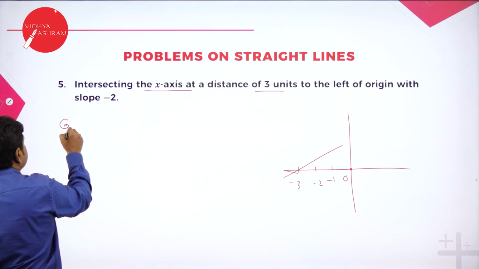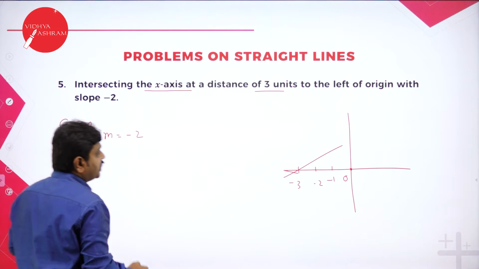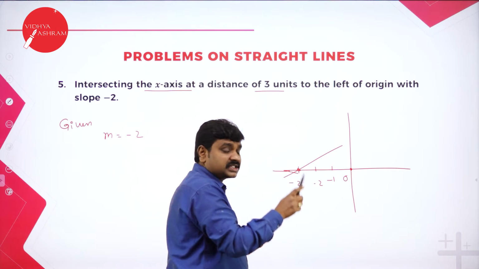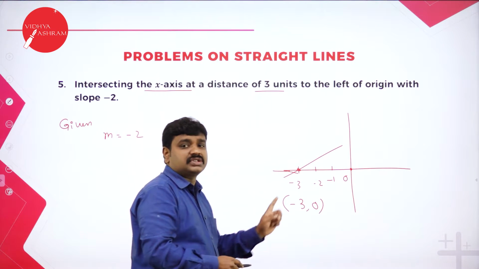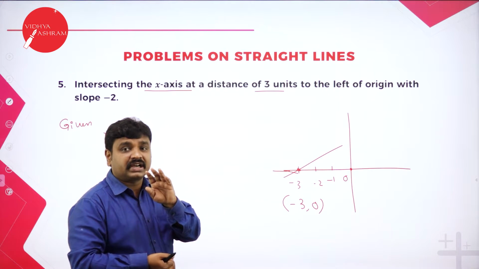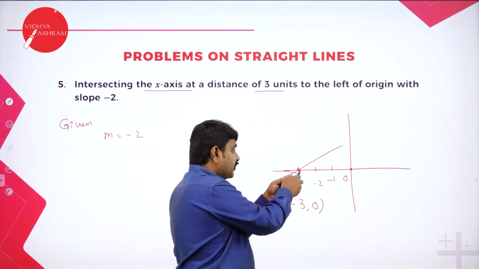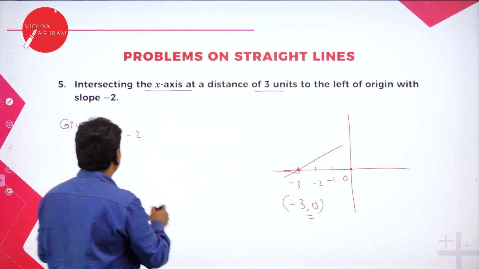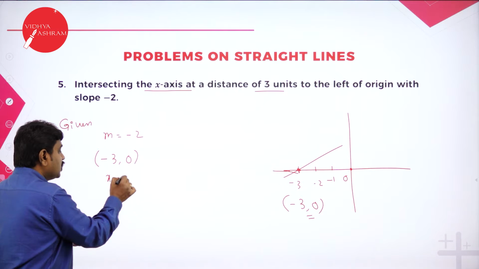So first write what is given. M is -2, and it is cutting at this point, means this is a point on what axis? Point on x-axis. Point on x-axis will be in the form x comma 0. X value is -3, y value is 0. They have not given point directly. They told line is cutting at -3 of x-axis. So line is passing through -3 comma 0. Indirectly they gave. So they gave line is passing through -3, 0, means this is x1, y1.